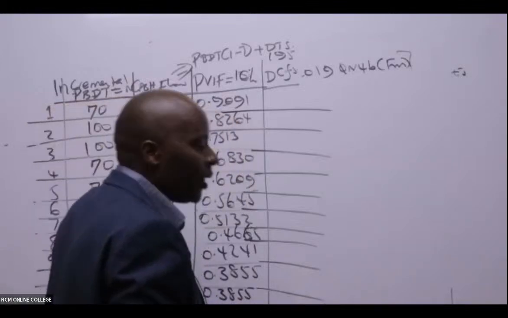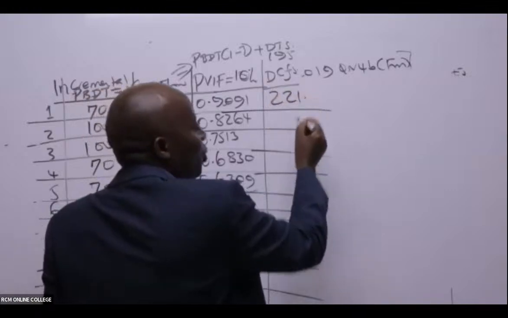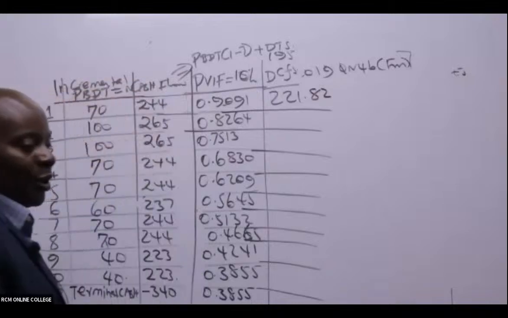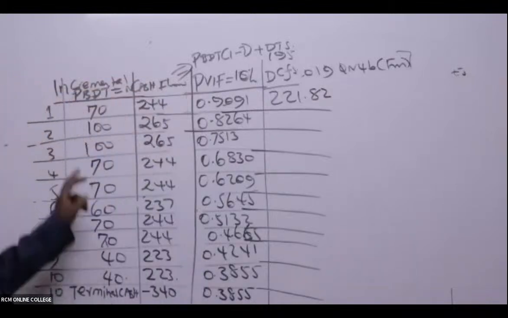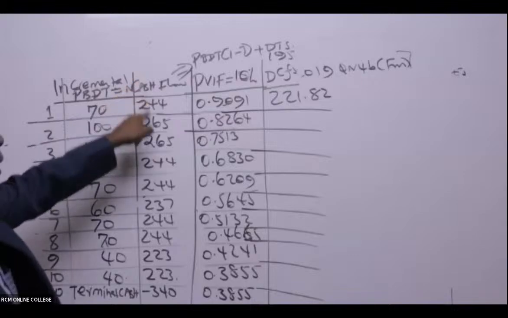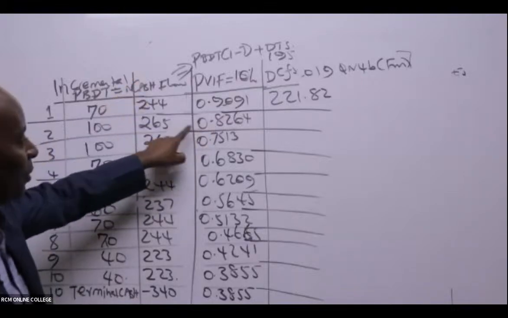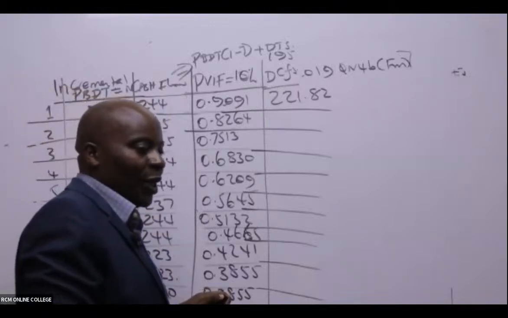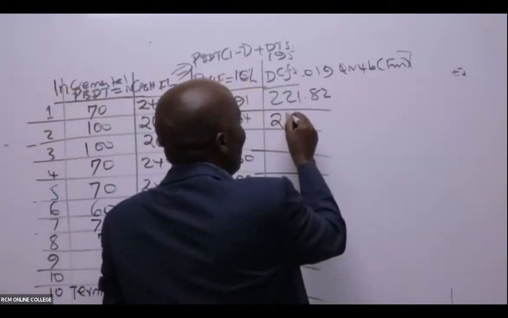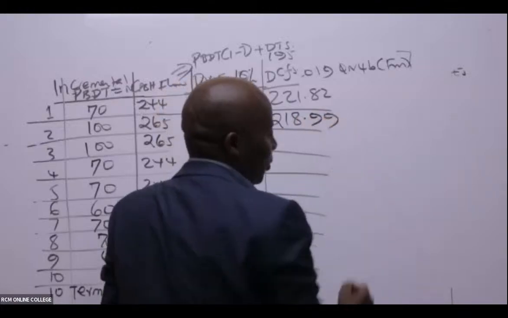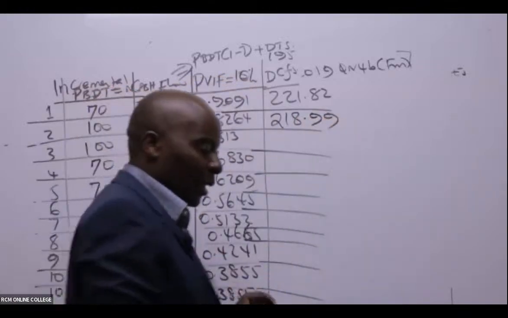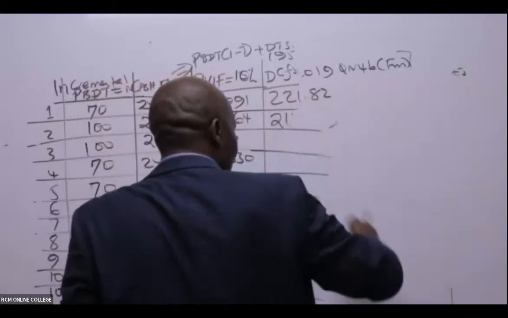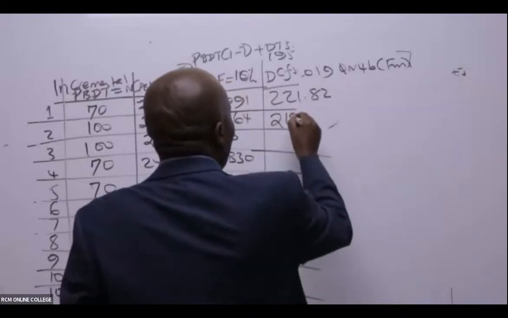So EK doesn't disappoint. It is coming to 221.82. From there, you go to the second one. You are taking the cash flow times the amount times the PV, present value interest factor. I'm getting 218.99. Is it 219? I don't know. They're saying it's 219, Mwalimu. They're telling me this should be 219.